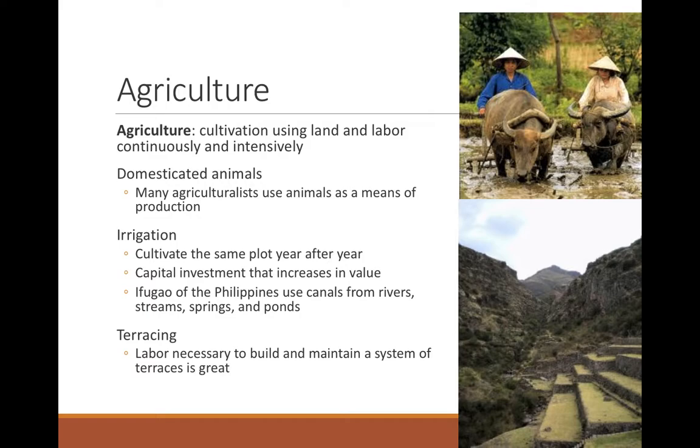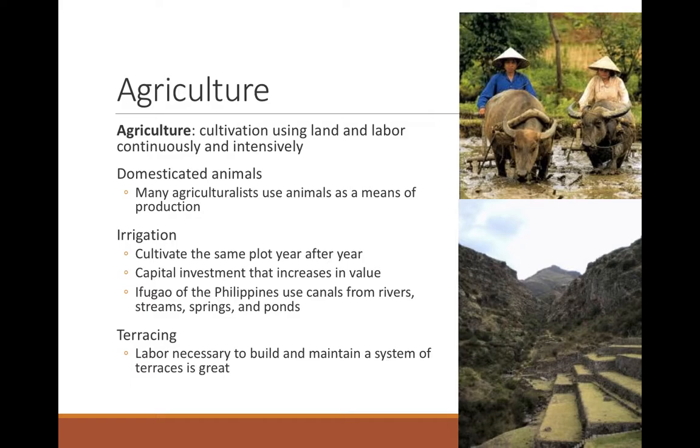Agriculture, by contrast, involves continuous cultivation of land and continuous use of labor. Horticulturalists have down periods where they don't have to do quite as much work, where it's not really part of the growing season, where they may rely some on both hunting and gathering to supplement their diet. Agriculturalists, by contrast, never really have down seasons. They are continuously laboring to boost their agricultural production.